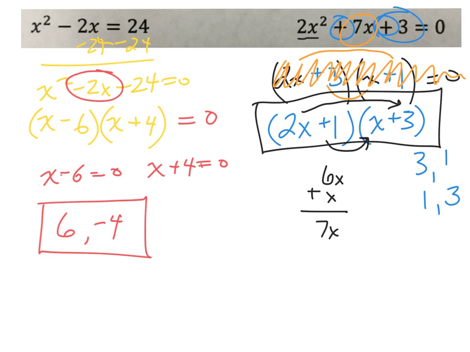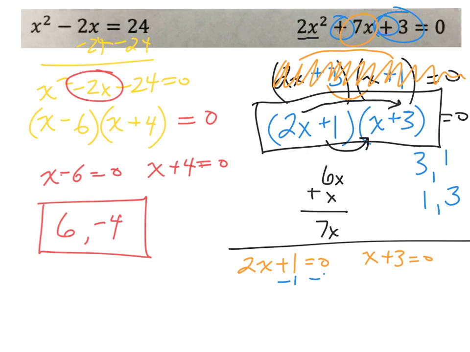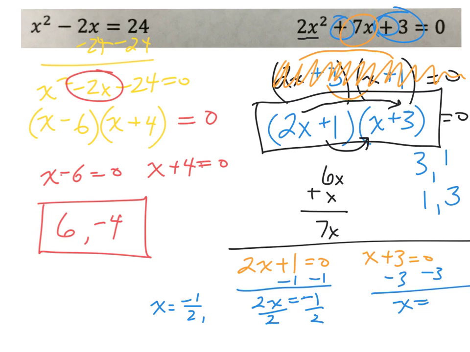I'm not done yet, because remember, I'm solving an equation. I have to take both the 2x plus 1, set it equal to 0 and solve, and the x plus 3, set it equal to 0 and solve. And when I do so, my first equation, 2x is going to equal negative 1, divided by 2, and my first solution is negative 1/2. My second solution is a little bit easier to figure out. It is negative 3.